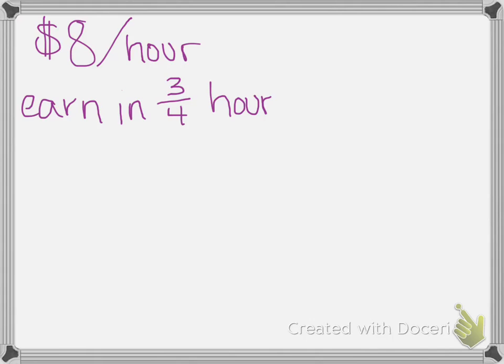Number 4 says write a number model to represent the story and then solve. Alex earns $8 per hour when he babysits. How much does he earn in 3/4 of an hour? So we want 3/4 of $8.